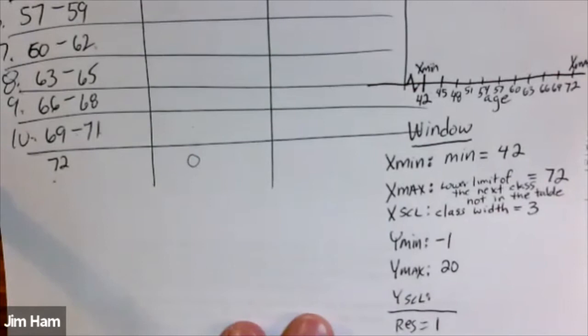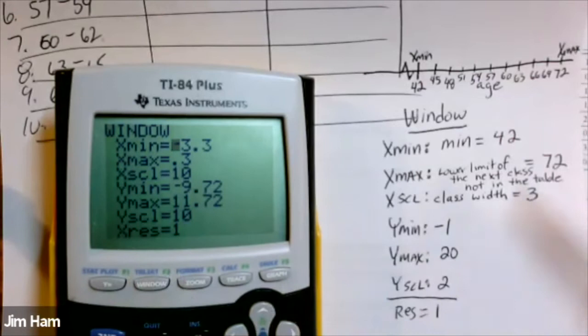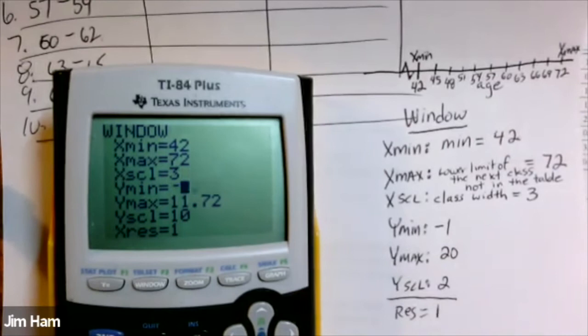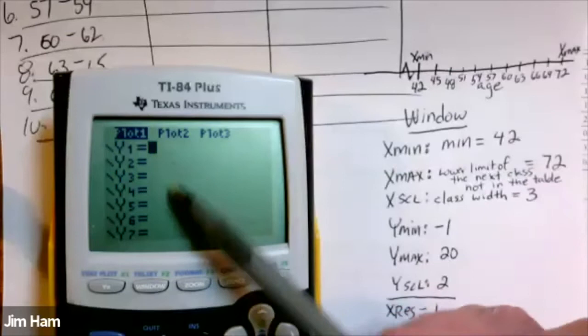All right, so we're almost there. Okay, so now we're going to go to the window. And we're going to change to these numbers: 42 to 72 on a width of 3, negative 1, 20, and 2. This is X res. So we have our plot turned on again if you hit the Y equals key. And we don't have any other equations in here that we're graphing. So we're ready to go.